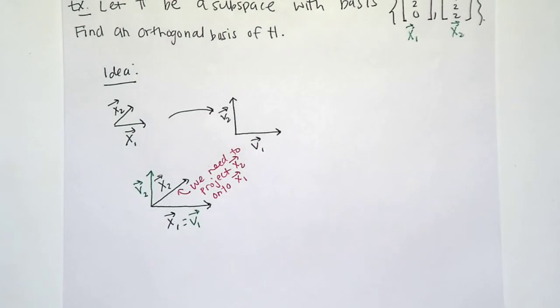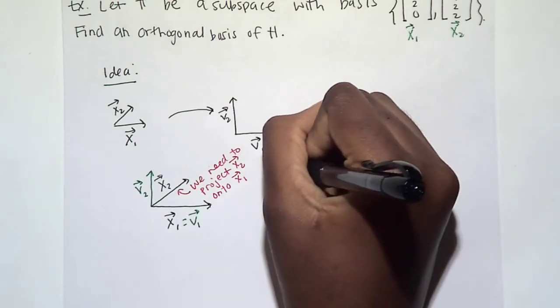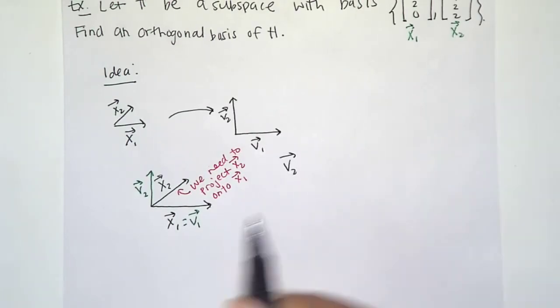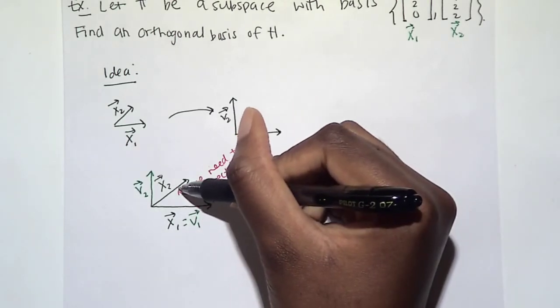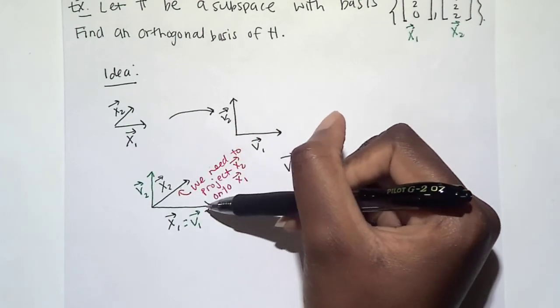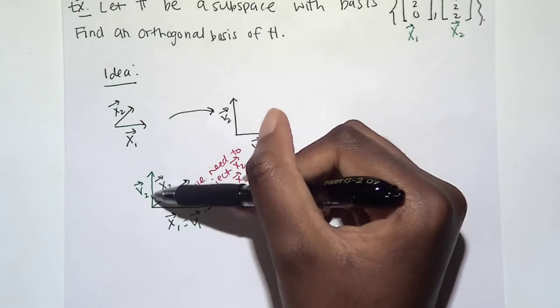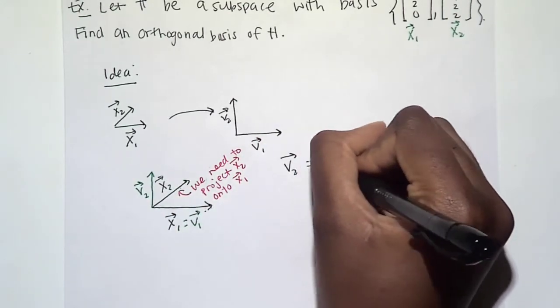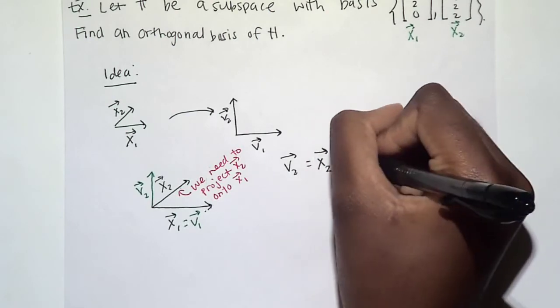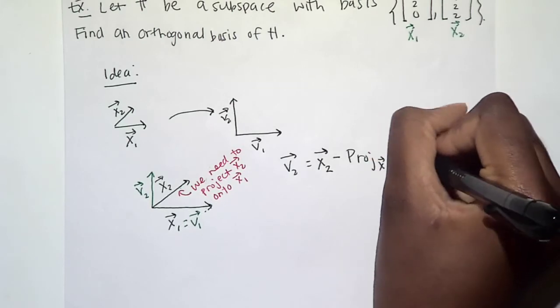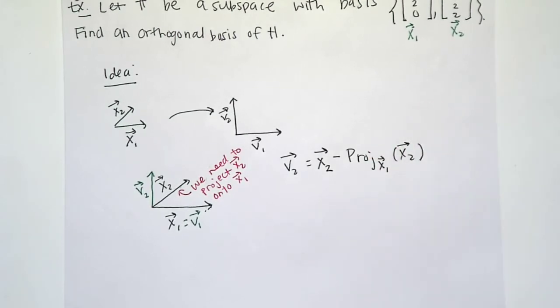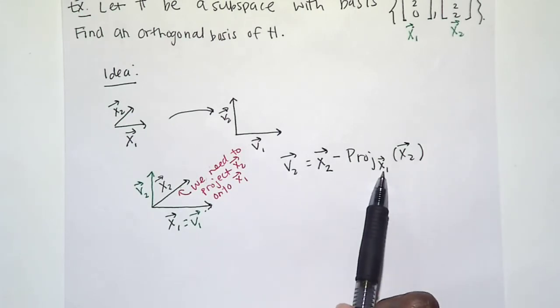Okay. All right, so that means that V2, the vector we're looking for, we're going to set the first ones equal to each other. So to find the second one, we just need to take this and subtract the projection, and that's going to give us our Z, which is our V2. So we're going to take the original X2 and subtract the projection onto X1 of X2. And remember, we're setting X1 equal to V1, so I'm going to put that in there.